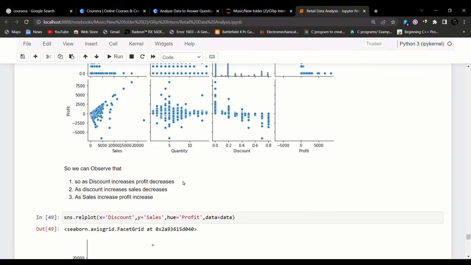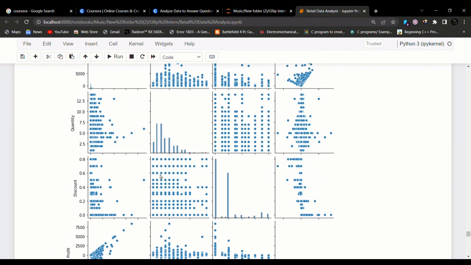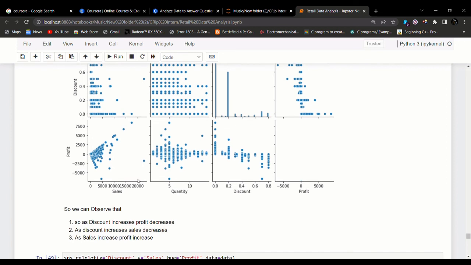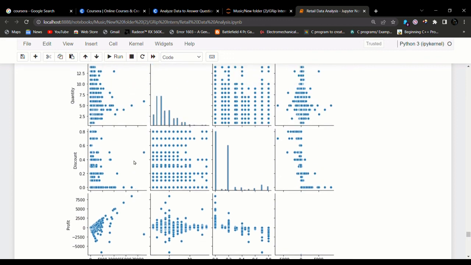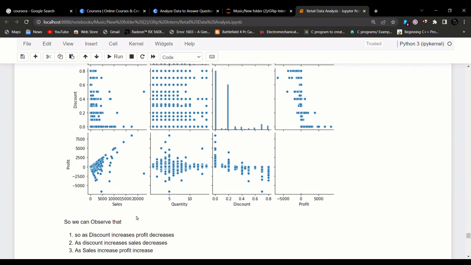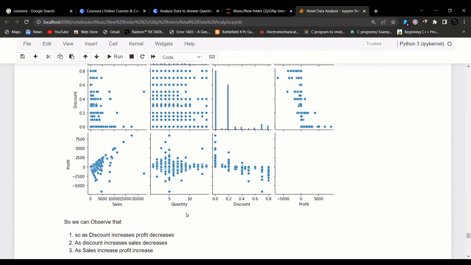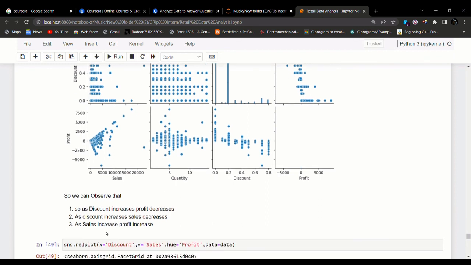This is the pair plot of the data, and from this pair plot we can also compare the relations between each variable. As discount increases, profit decreases. Similarly, as discount increases, sales also decrease. A good observation is that as sales increase, profit increases.